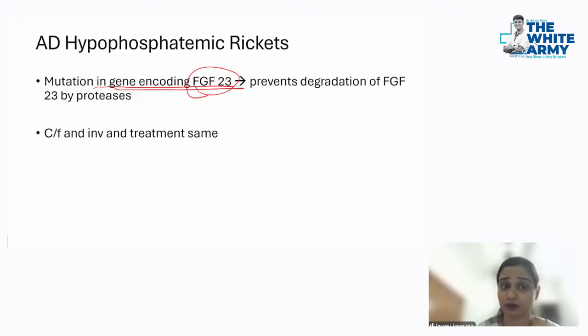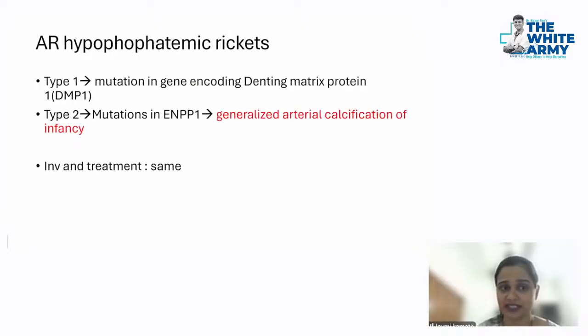And this is an autosomal dominant rickets. So you can also find the family history of bowing of legs and family history of short stature in this case. Next, coming to autosomal recessive hypophosphatemic rickets, which in turn has type 1 and type 2 again.